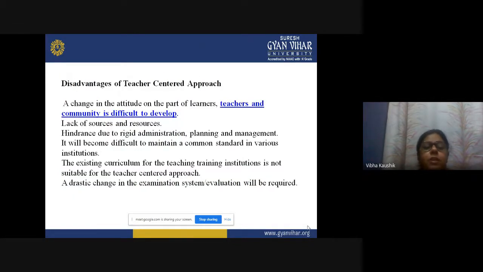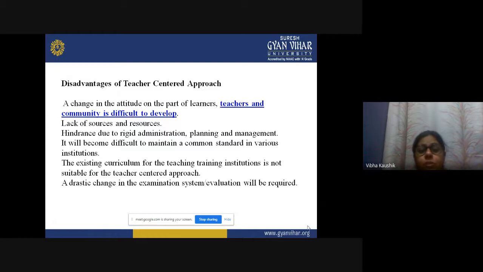Now, disadvantages of the teacher-centered approach. A change in the attitude on the part of learners, teachers, and community is difficult to develop. It means it is difficult to change the attitude of the learners, teachers, and community if the teacher is teaching with the teacher-centered approach. Lack of sources and resources. There is a lack of sources and resources.